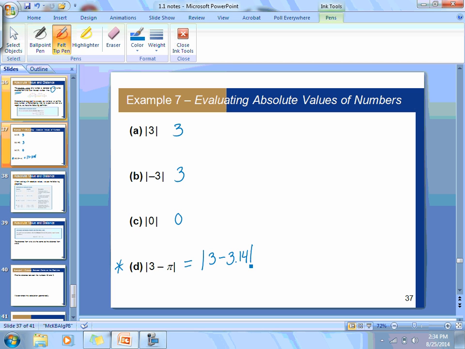Now if I take 3 minus 3.14, I get a negative 0.14. And again, I know there'd be way more decimals, but I'm just illustrating. And the absolute value of that is 0.14. And to get 0.14, I would take pi minus 3. So the absolute value of 3 minus pi is really pi minus 3. That's how your book is going to interpret that.